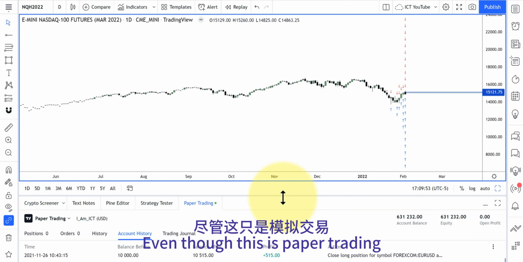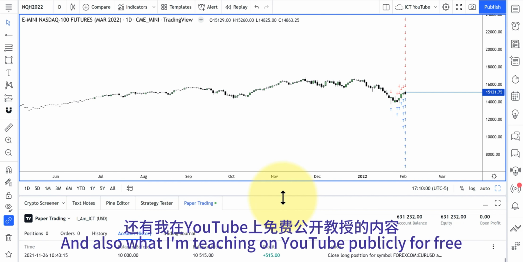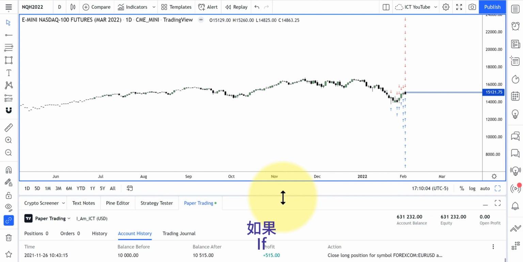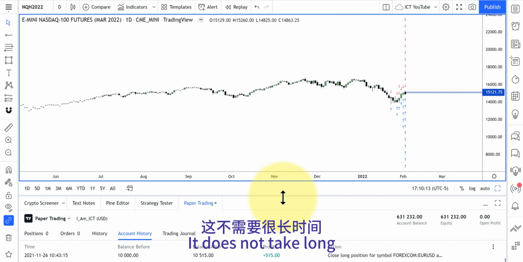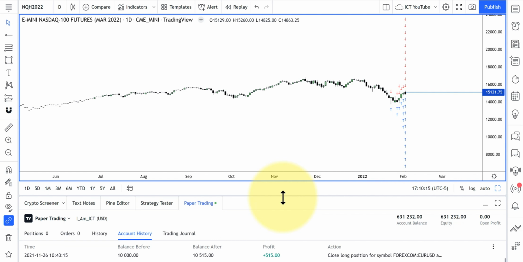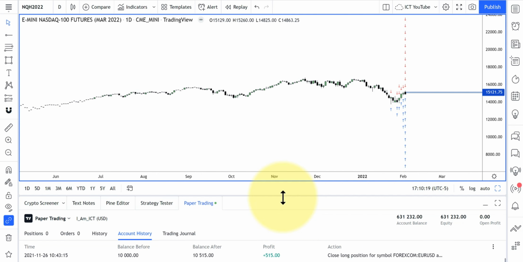Even though this is paper trading, these are executions, and it's based on the executions that I'm teaching you in this mentorship, and also what I'm teaching on YouTube publicly for free. If it's me buying and selling intraday over and over again, back and forth, it does not take long to see the math behind it grow the equity.